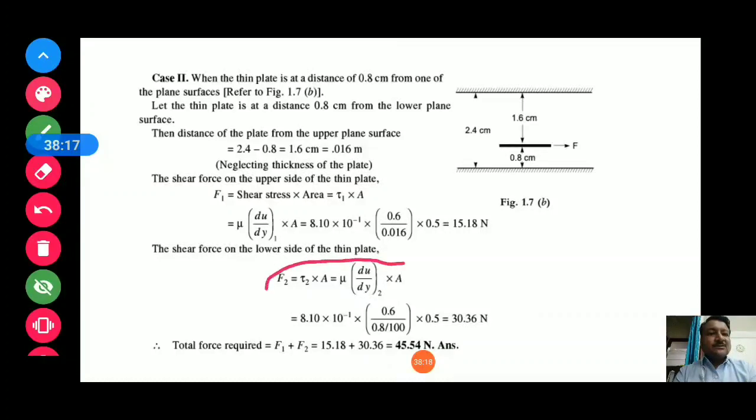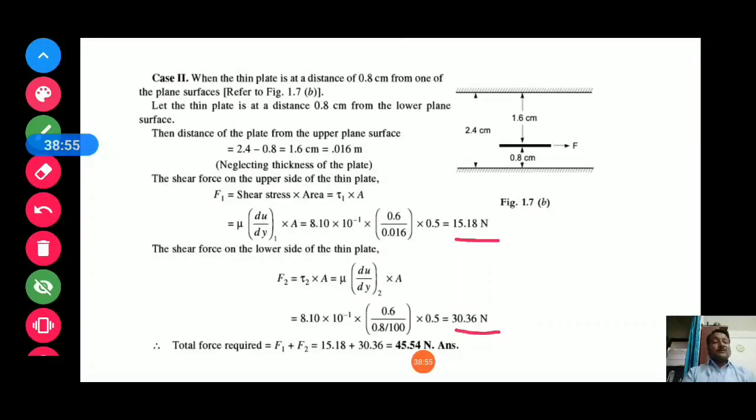So use the formula F2 is equal to tau 2 into area, and tau 2 is nothing but mu into du by dy of 2. So finally you have to use this equation for finding out the shear force on the lower side of the thin plate. That value comes out to be 30.36 Newton. Now see, F1 is 0.15 and F2 is 30.36.